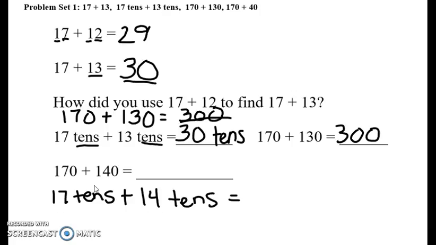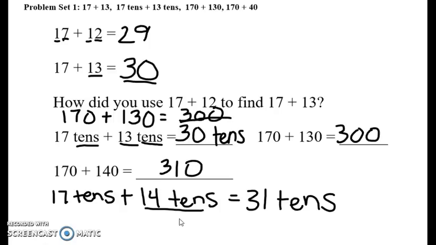Here, this problem is very similar. The only difference, instead of adding 13 tens, we're adding 14 tens. 14 tens is one more than 13 tens. So that means my answer for this problem will be one more than this previous problem. So instead of it being 30 tens, my answer would be 31 tens. And then, very simply, 31 tens would equal 310. So, we can use other problems to help us solve more complicated problems.